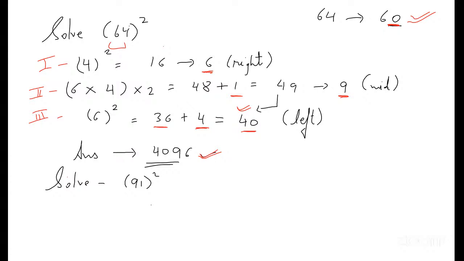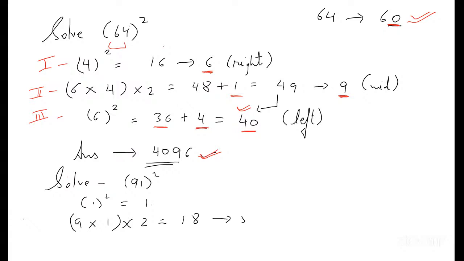Even I got 8281. Correct, Anna. Very good. We just take the square of 1 in the first step, which becomes 1. Then in the second, we multiply 9 with 1 and multiply the whole thing by 2. So 9 ones are 9, into 2, 18. So we only consider 8.